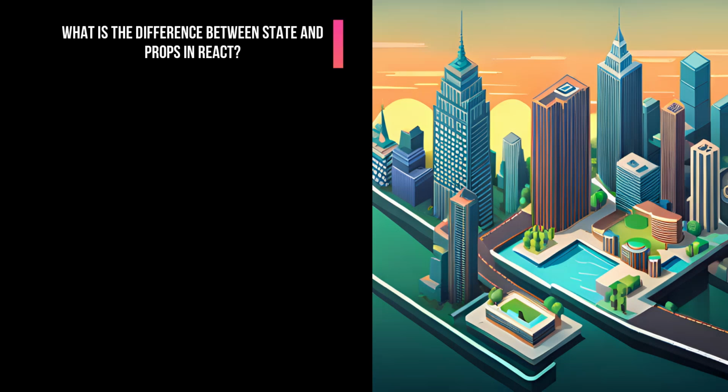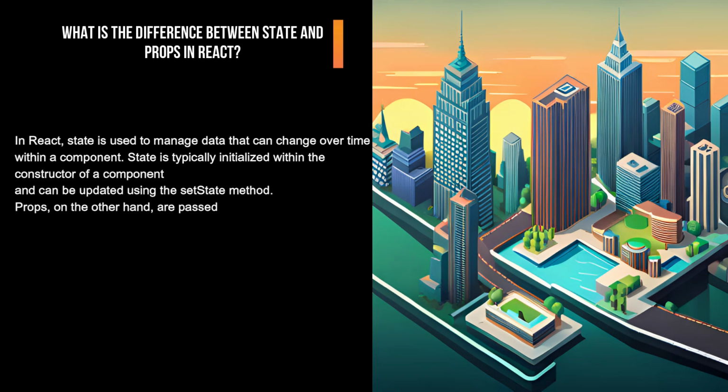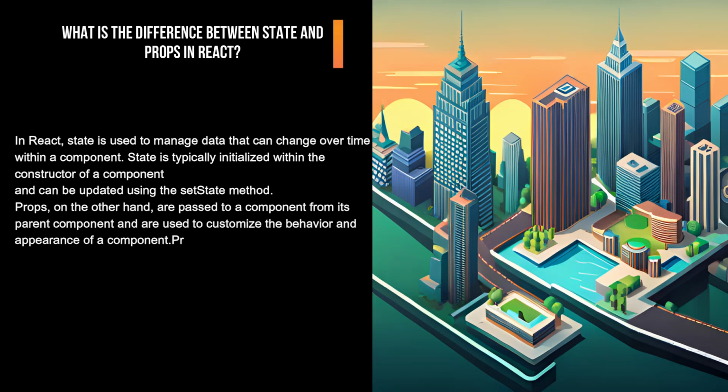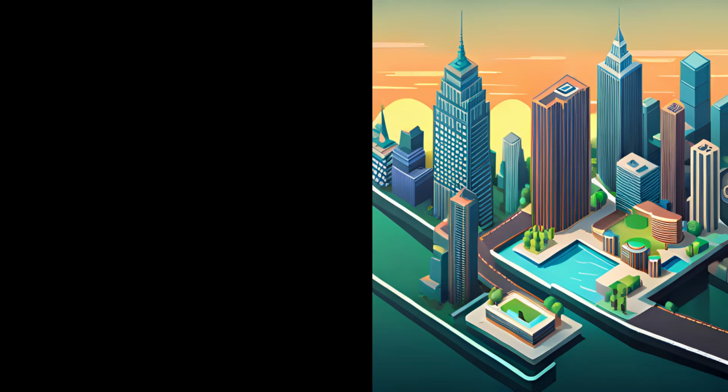What is the difference between state and props in React? In React, state is used to manage data that can change over time within a component. State is typically initialized within the constructor of a component and can be updated using the setState method. Props, on the other hand, are passed to a component from its parent component and are used to customize the behavior and appearance of a component. Props are read-only and cannot be changed within the component. In short, state is used for internal component state management, while props are used for passing data and behavior to child components.